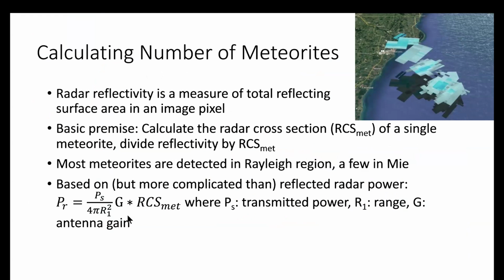Now, I talked about calculating mass. That's pretty straightforward. Calculating number is not as straightforward. Fundamentally, the principle is you're getting reflectivity from a known surface area of a meteorite. If you take the total reflected power and divide by the radar cross section, you should get the number of meteorites. Next slide, please.